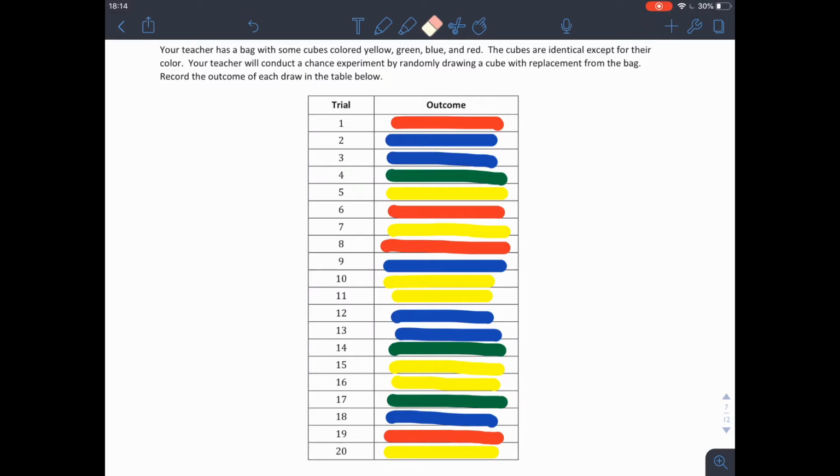So what happened is I took a bag full of these cubes and I pulled out 20 of them. Each time I pulled one out, I put it back in so that I still had the same chance each time I went to pull something else out. So here are my results, and we're going to use these to try to calculate some probability.